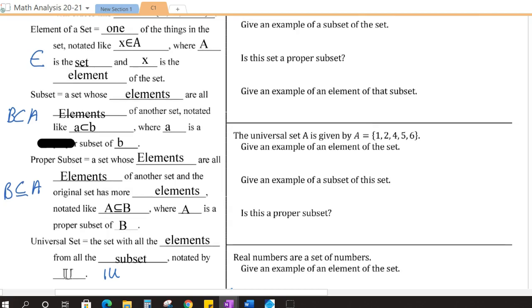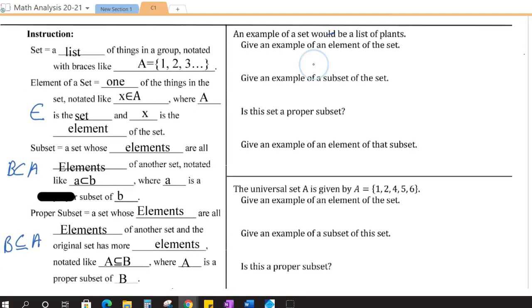Now let's go through some examples to make this a little more clear. So up here we said that an example of a set would be a list of plants. So we're talking about all plants. If you can think of a plant, it's within that set. Now they want an example of an element of that set. Well, an example of an element would be my plumeria tree or a rose bush. So we'd say P is equal to a rose bush. And that would be one element of the set. P is equal to a rose bush.